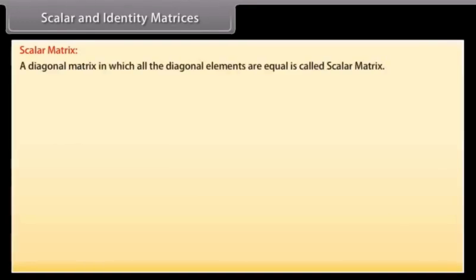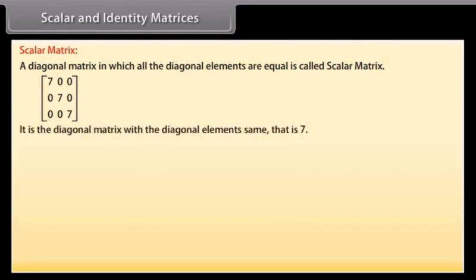Scalar and identity matrix. Scalar matrix. A diagonal matrix in which all the diagonal elements are equal is called a scalar matrix. Look at this matrix. It is a diagonal matrix with the diagonal elements the same, that is 7. Therefore, it is a scalar matrix.